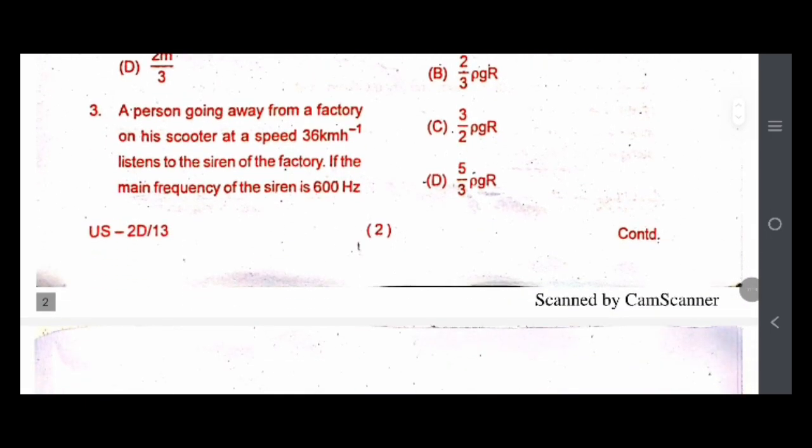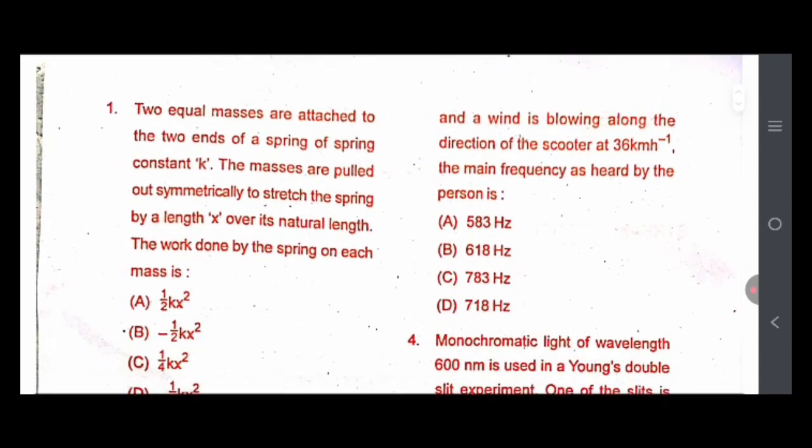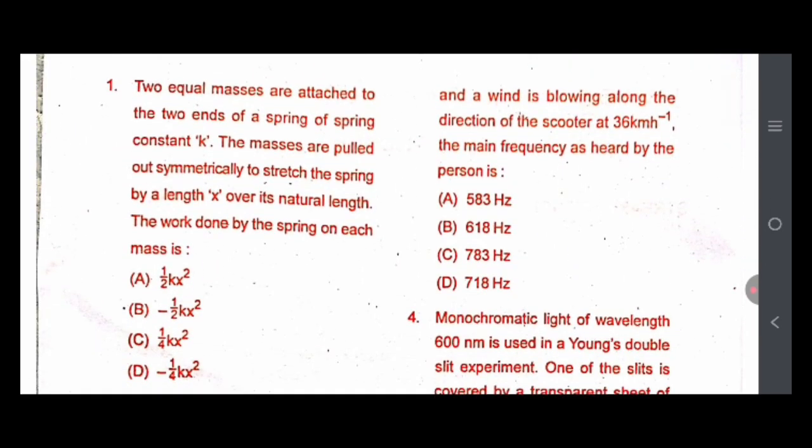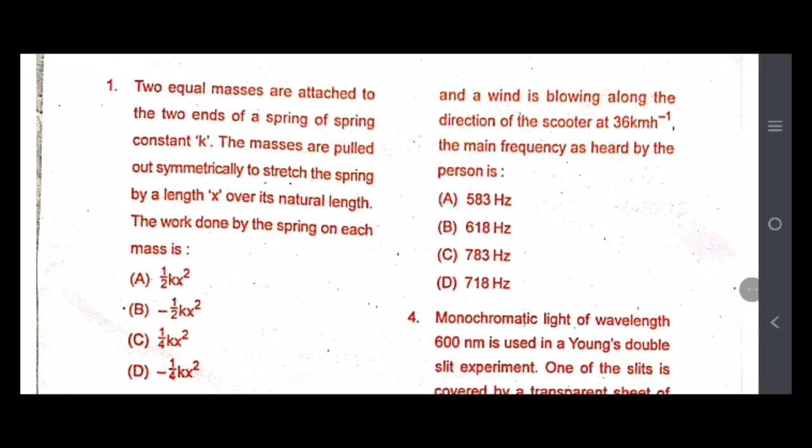Question number 3, a person going away from a factory on his scooter at a speed of 36 km/h listens to the siren of the factory. If the main frequency of the siren is 600 Hz and the wind is blowing along the direction of the scooter at 36 km/h, the main frequency as heard by the person is, correct answer is option A, 583 Hz.